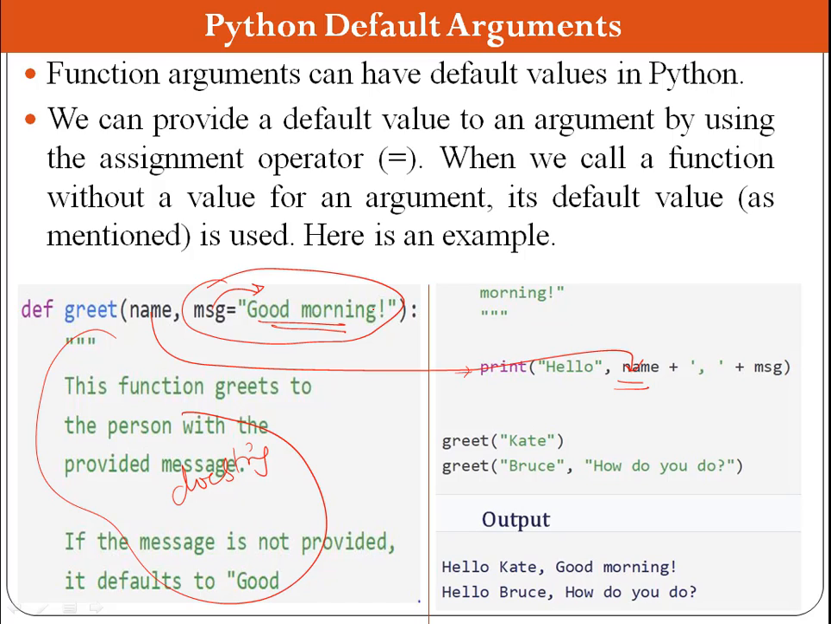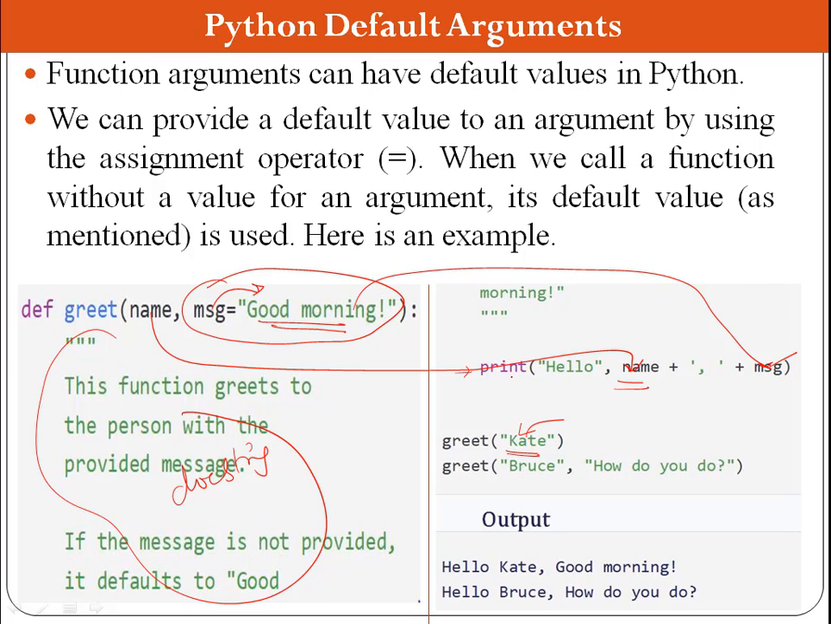Now here you are calling greet, and you are just passing the name. So if you are passing the name only and you are not passing the value corresponding to message, it will pick the default value over here. So hello Kate, good morning. So good morning has been picked.